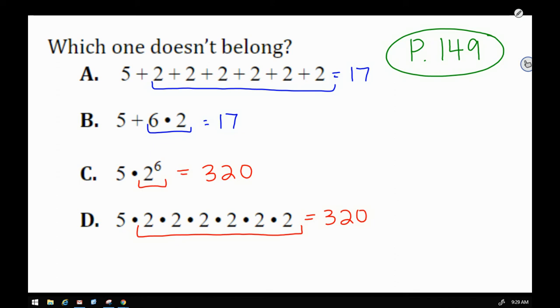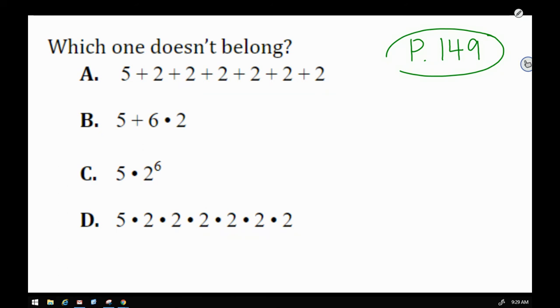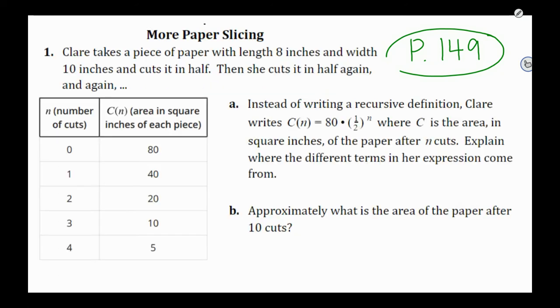Okay, all of them don't belong for a different reason. Part A is the only one that has repeated addition. Part B is the only one with addition and multiplication. Part C is the only one with an exponent. Part D is the only one that has multiplication a bunch of times. So they're all right and they're all wrong. Maybe we should focus on something else.